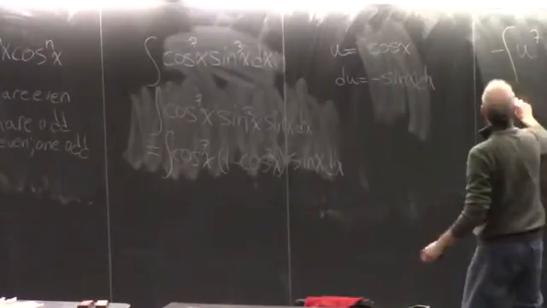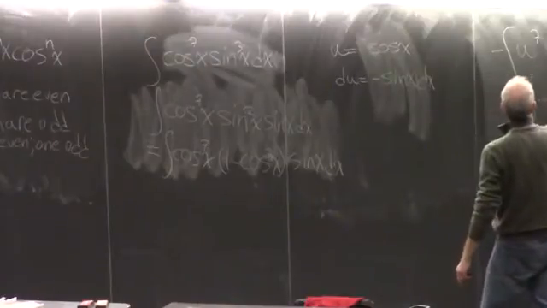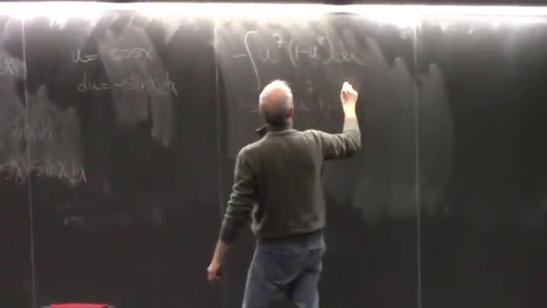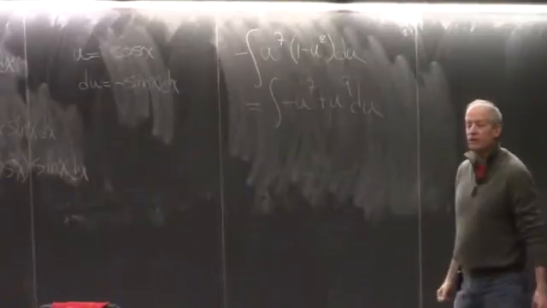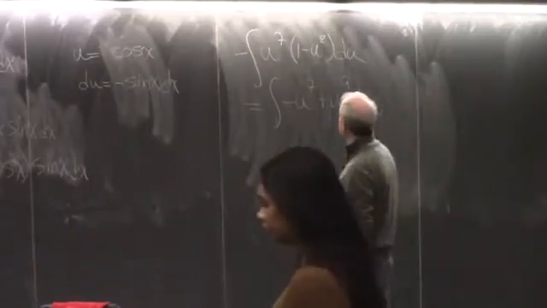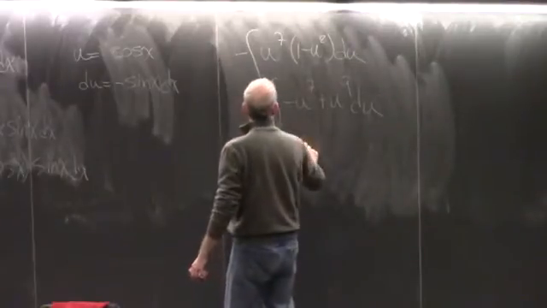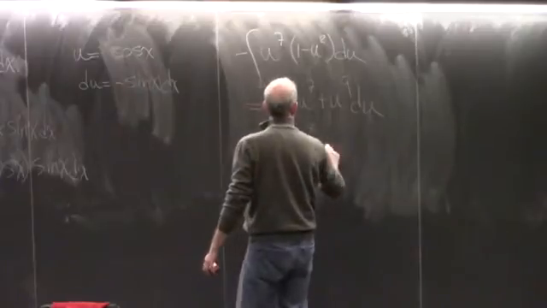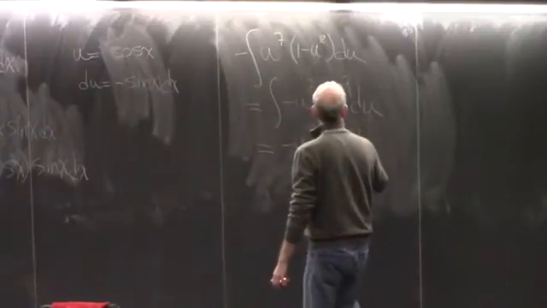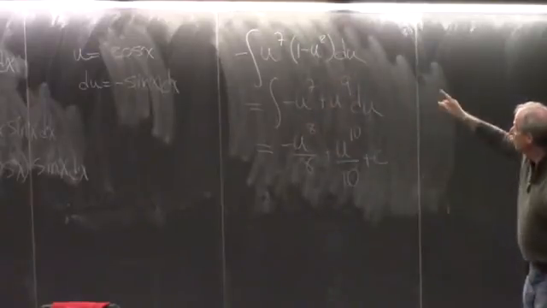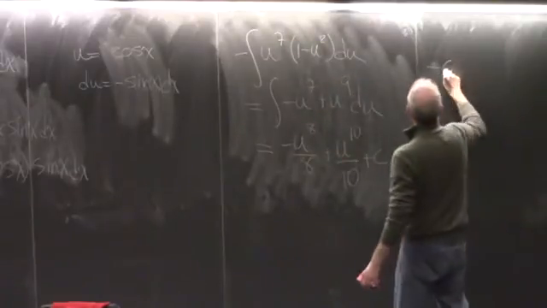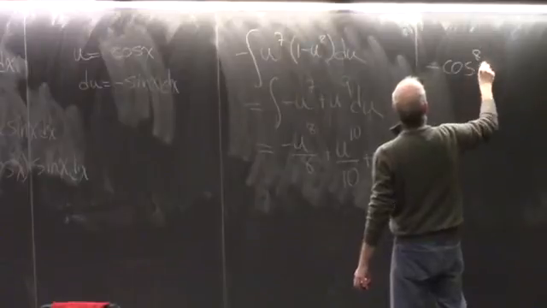So this is negative u to the 7th plus u to the 9th du. That's negative u to the 8th over 8 plus u to the 10 over 10 plus a constant, and then put the cosine back for u. So you should be feeling better about these now.